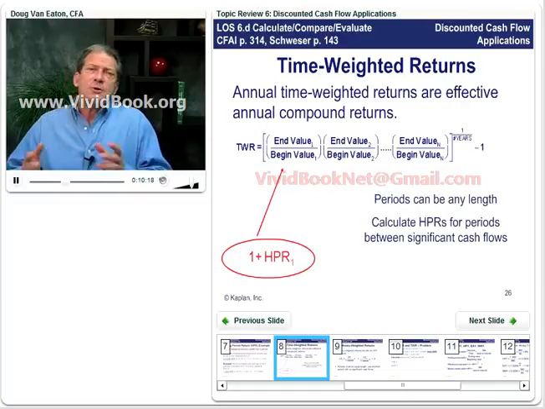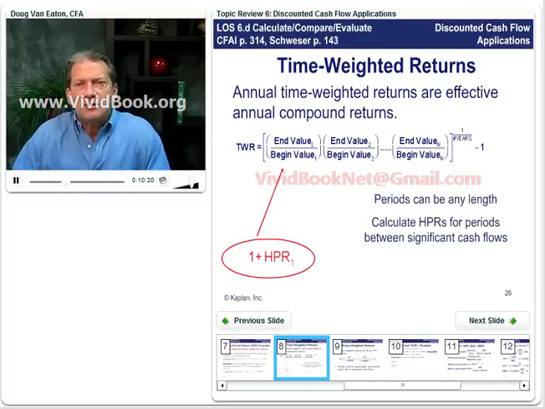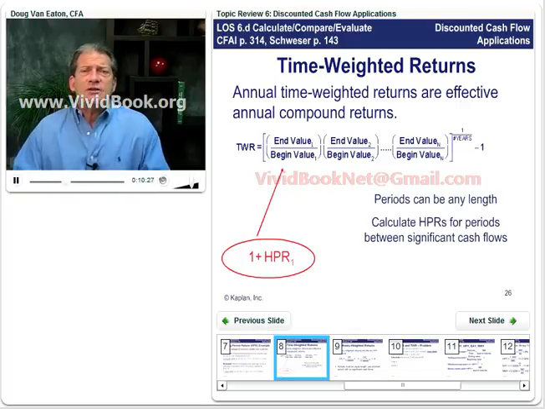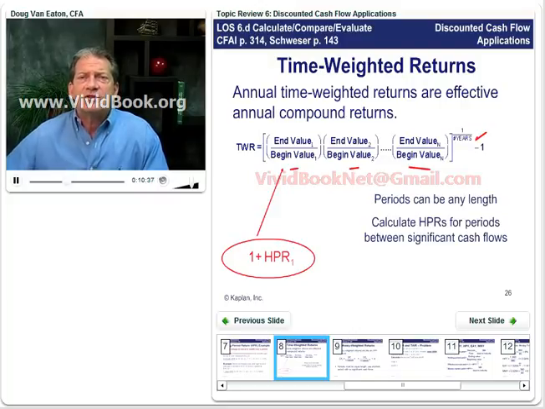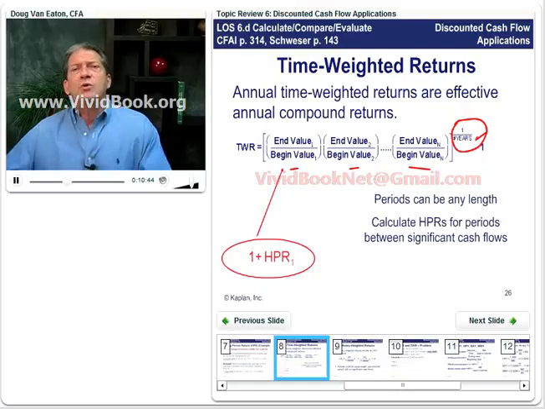So for each period during which there aren't any significant cash flows in or out of the account, we calculate the holding period return. And these periods can be of any length, because what we're going to do is string them together, compound these returns out, and however many years that's for, we take that to the power 1 over the number of years minus 1, and we get the equivalent compound effective annual rate.